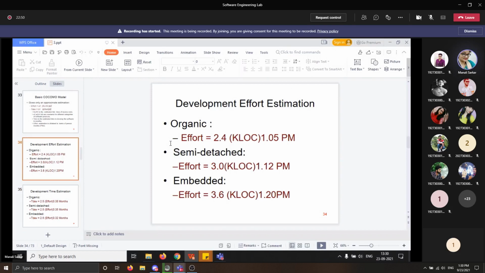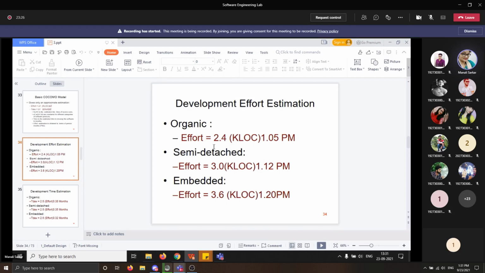Effort estimation, development effort estimation. For the three classes of software products, the formulas for estimating the effort based on the code size are given. For organic, effort equals 2.4 KLOC to the power 1.05. Semi-detached, that is effort equals 3.0 into KLOC to the power 1.12. So you need to remember this. For organic, semi-detached, and embedded, the effort is like this.